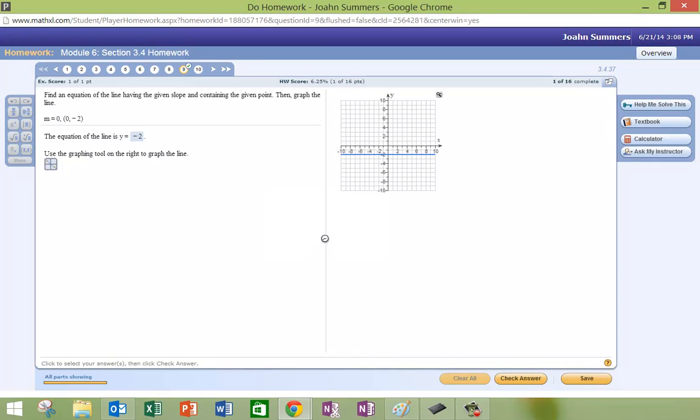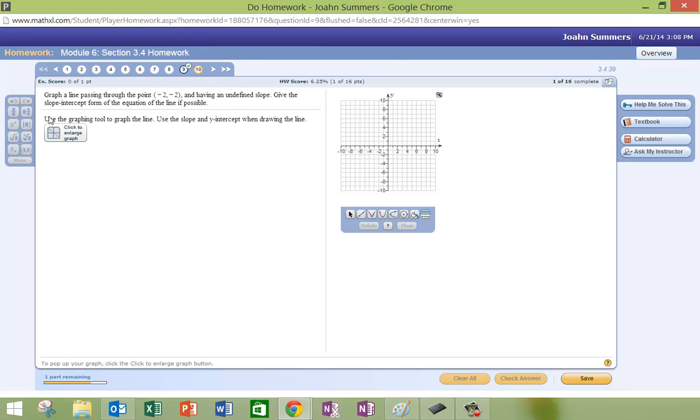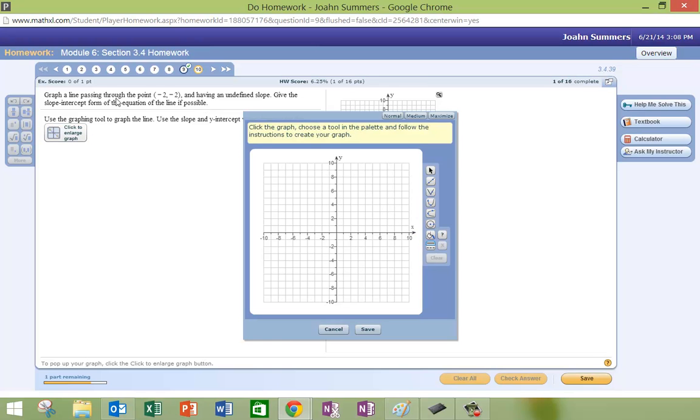Okay. There was also a question with number 10. Alright, on number 10, we are to graph a line passing through the point -2, -2 and having an undefined slope. Then give the slope-intercept form of the equation of the line if possible. Alright, so let me enlarge. And I'm going through -2, -2. So I'll use my line tool, find -2, -2.